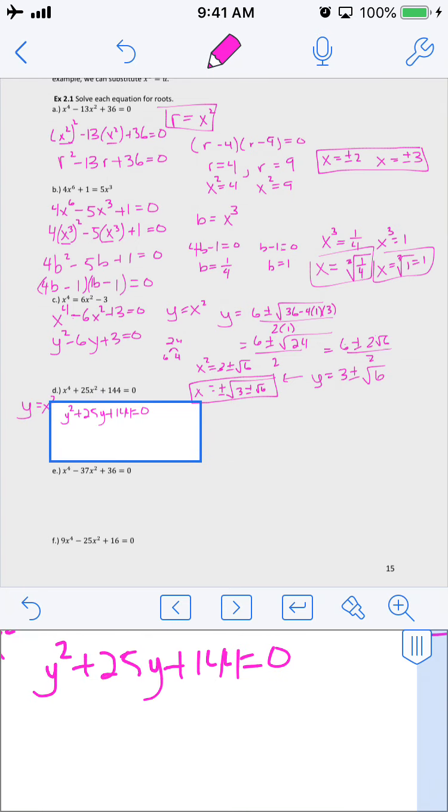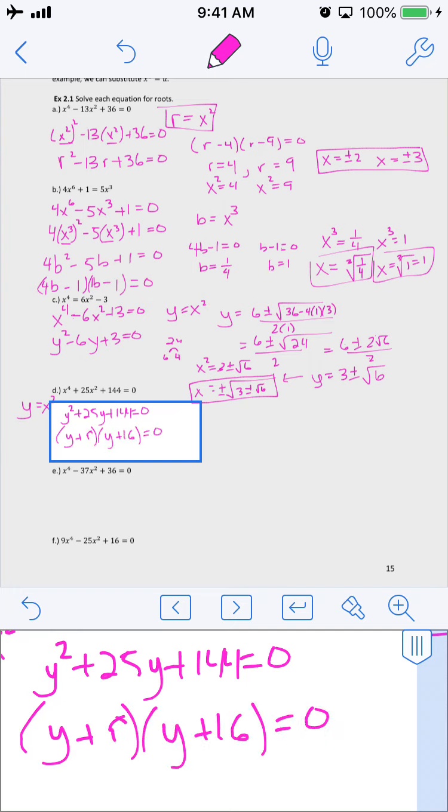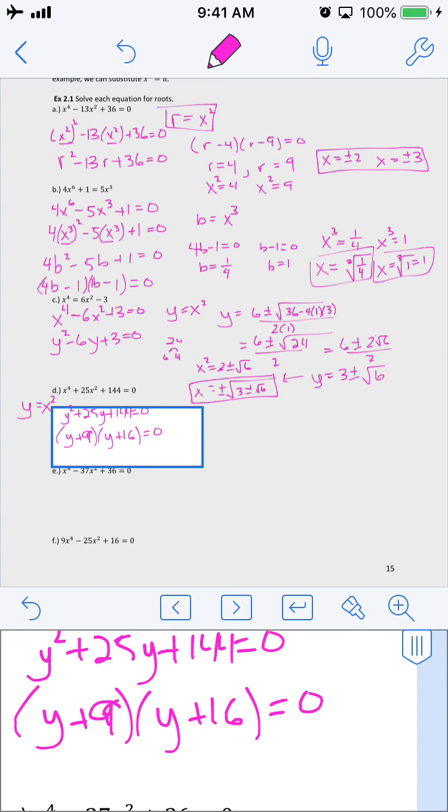Oh, wait. 144 is 16 times 9. Right? Yeah. 144 divided by 9 is 16, and 16 plus 9 is 25. Yeah, okay, so this factors into y plus 9 and y plus 16. Or you could use quadratic formula. I don't really care at this point. So y equals negative 9 or negative 16.